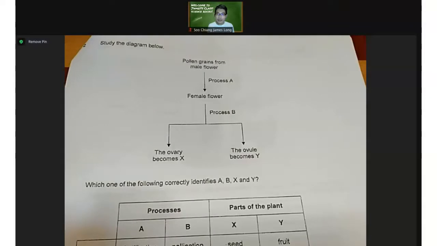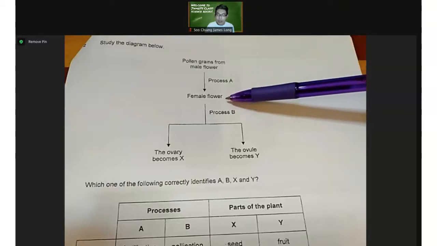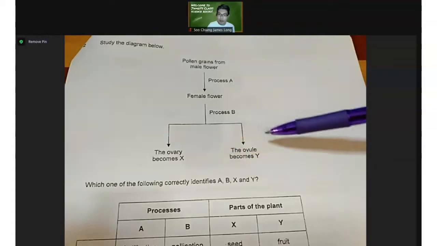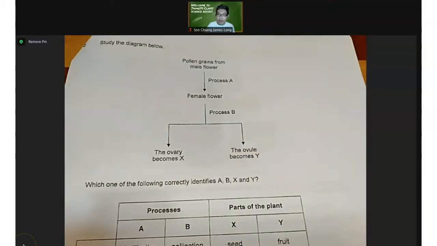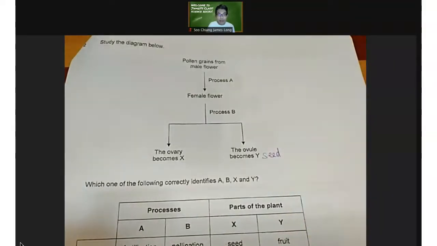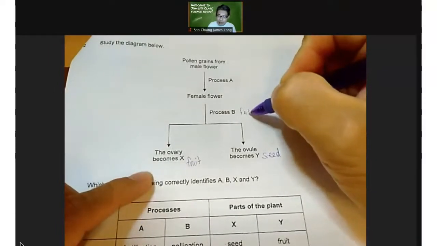This is a plant reproduction question. Pollen grains from the male flower go through a certain process to the female flower, going through another process, and this leads on to the ovary becoming something and the ovule becoming something. If you are familiar with the parts of a flower, you know that the ovule becomes the seed, and the ovary becomes the fruit. So if you work backwards, for this to happen, fertilization must have happened.